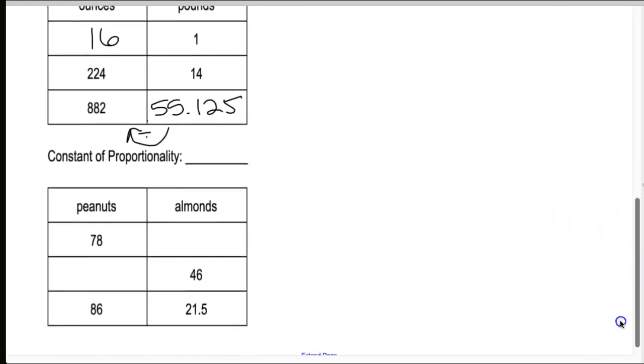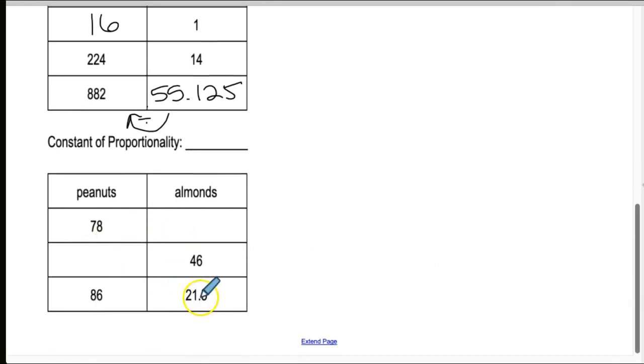And the last one, 21.5 divided by 86 is a fourth, or 0.25. 78 times 0.25 is 19.5. 46 divided by 0.25 is 184. That should be the end of the packet.